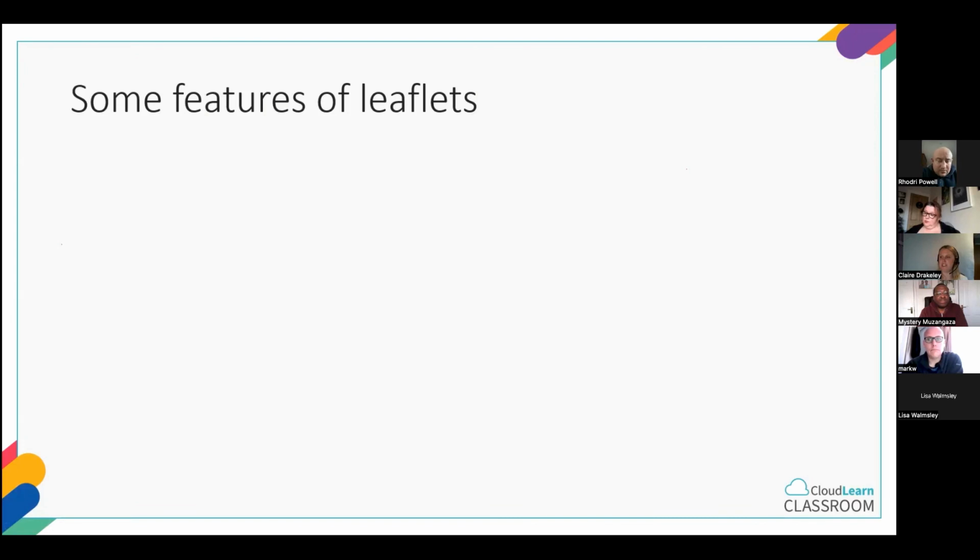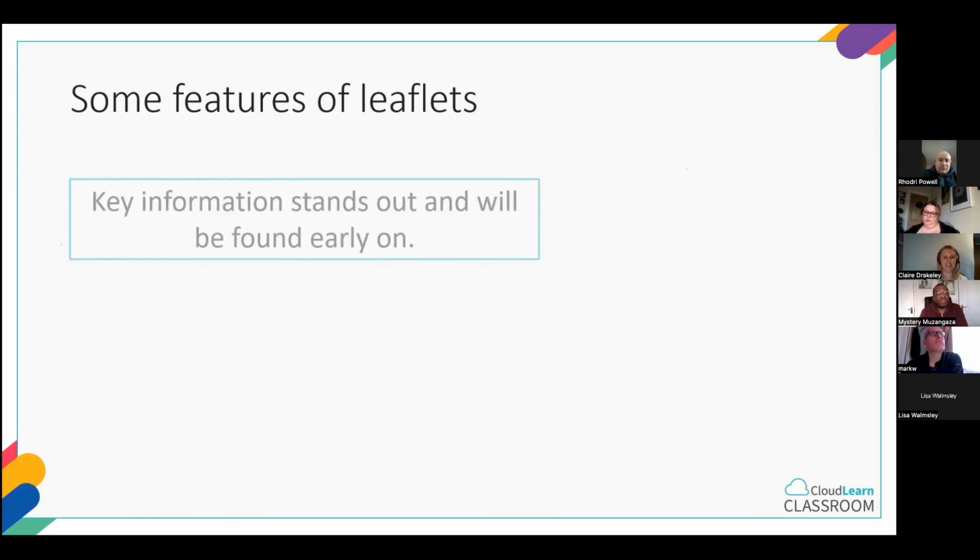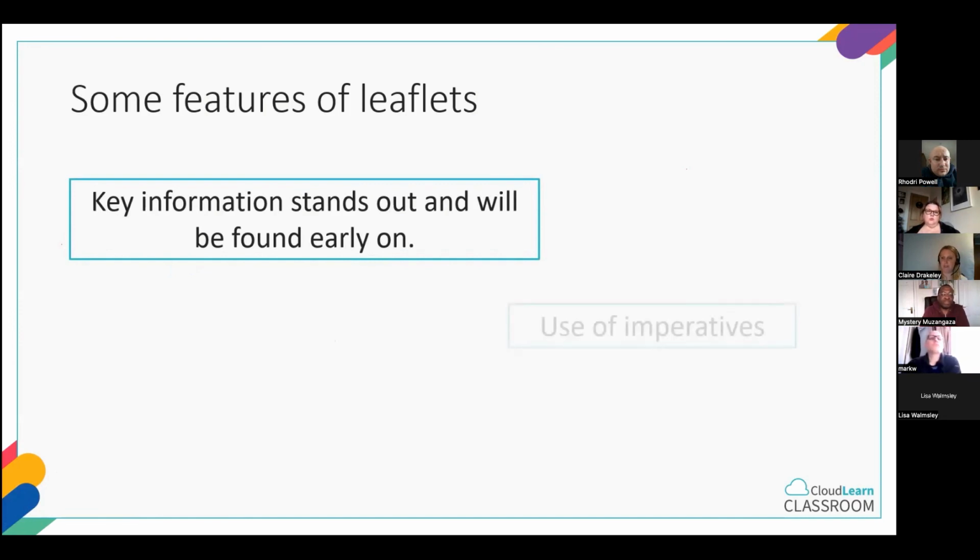So some of the features often found in leaflets that it might be useful to know are here. Sorry, no, it's not. These are the answers. Well done. We got all those right. Key information stands out and will be found early on. The best to convey the message to readers. This might be something like the election dates on political leaflets, promotions on the takeaway leaflet, or the address of a new business.